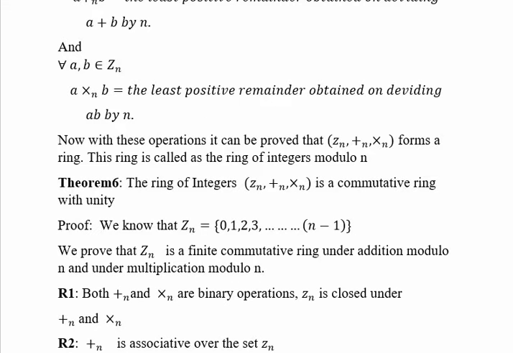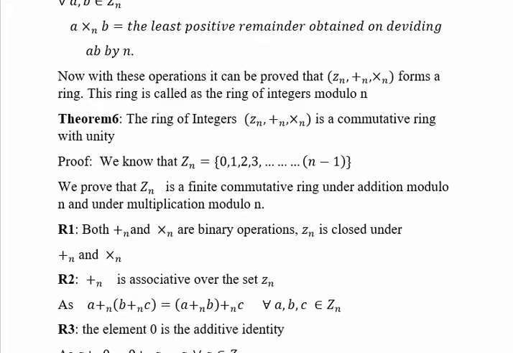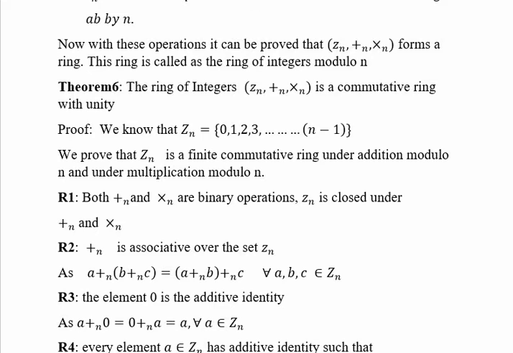Theorem 6 states that the ring of integers Zn, plus n, cross n, is a commutative ring with unity. Now, our intention is to prove that Zn, plus n, cross n is a commutative ring with unity. Before proving that it is a commutative ring, first we have to prove that it is a ring by itself. As we all know, Zn is denoted as Zn equals 0, 1, 2, 3 up to n minus 1.